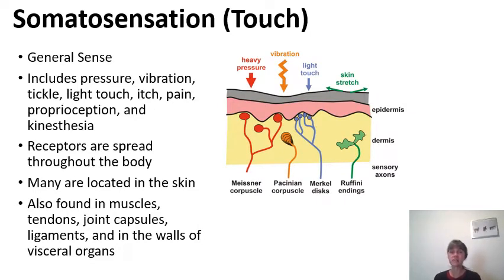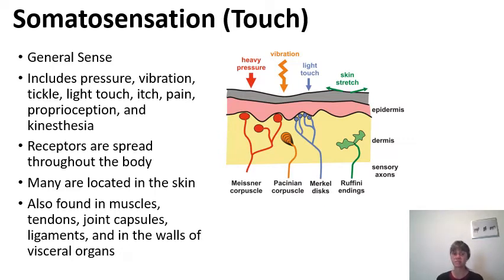When we look at somatosensation or touch, this is a general sense, and touch is really just one of the types of somatosensations. It's the most common type with which we are familiar, but it also includes things like pressure, vibration, tickle. We have itch, pain, proprioception, kinesthesia. These are all different somatosensations.